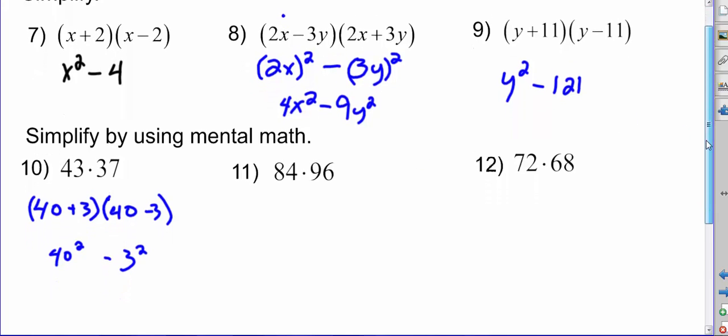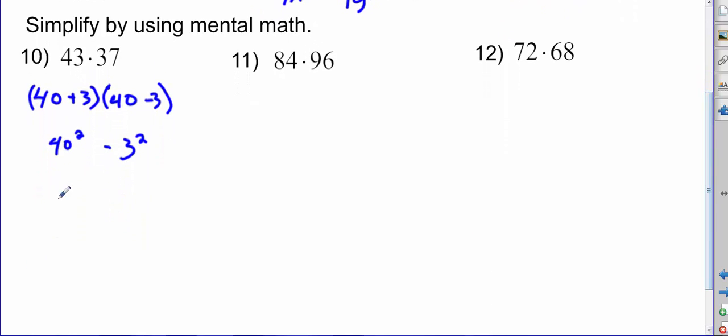Let's give ourselves some extra space down here to work on these. So again, all we have to do is worry about those 4's and add a couple of zeros to it. So 4 squared is 16, add 2 zeros. We know what 3 squared is. Hopefully we can handle that, and then we end up with 1591.